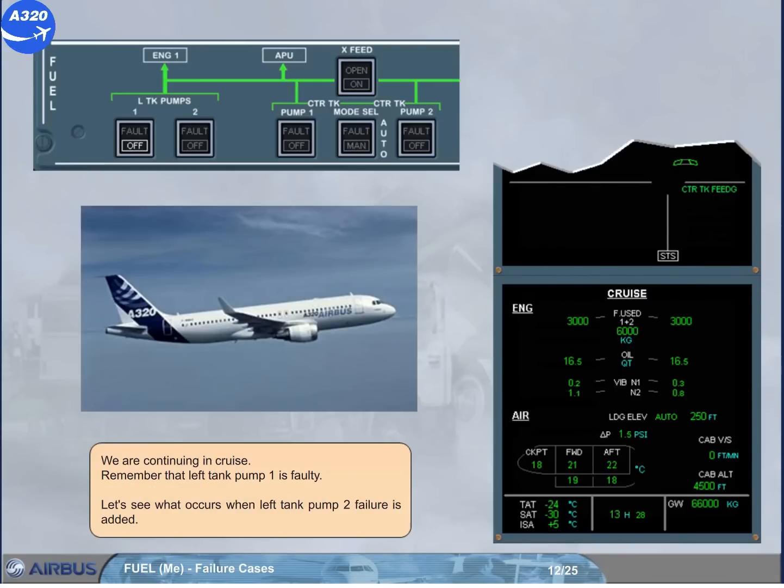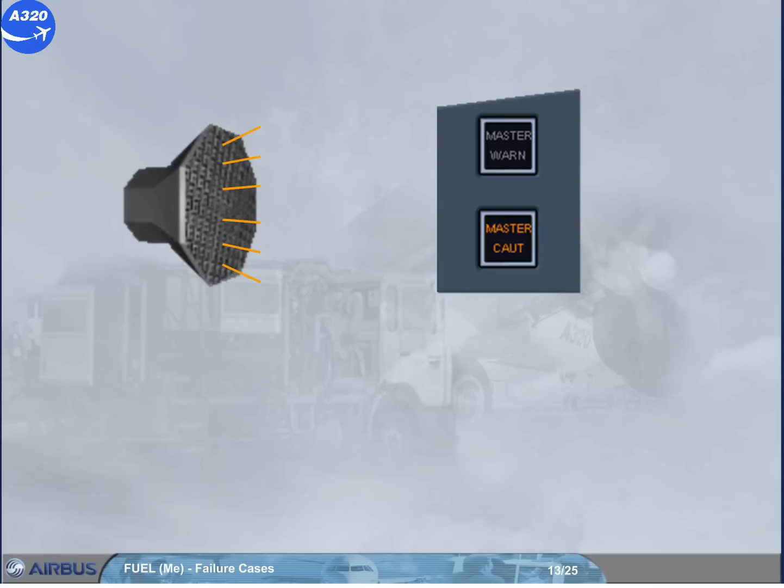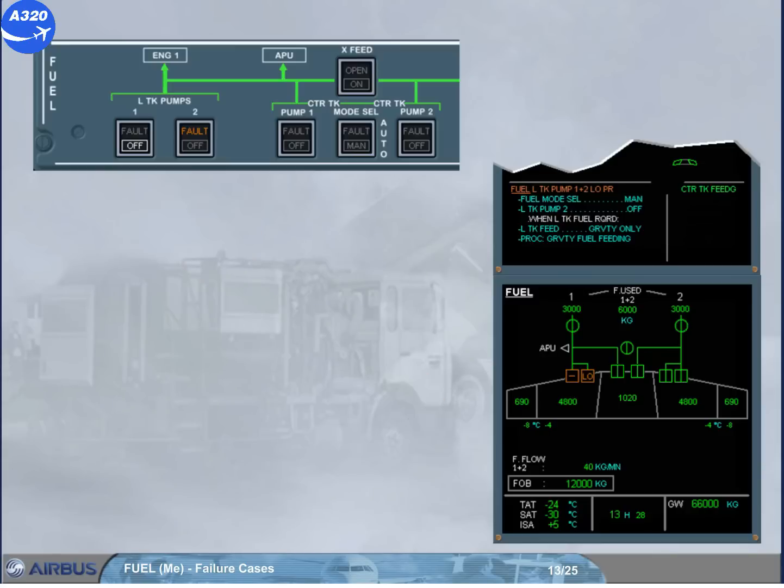We are continuing in cruise. Remember that left tank pump 1 is faulty. Let's see what occurs when left tank pump 2 failure is added. The amber message, fuel left tank pump 1 plus 2 low pressure, on the engine warning display, means that both left tank pumps are faulty. The ECAM fuel page appears automatically.